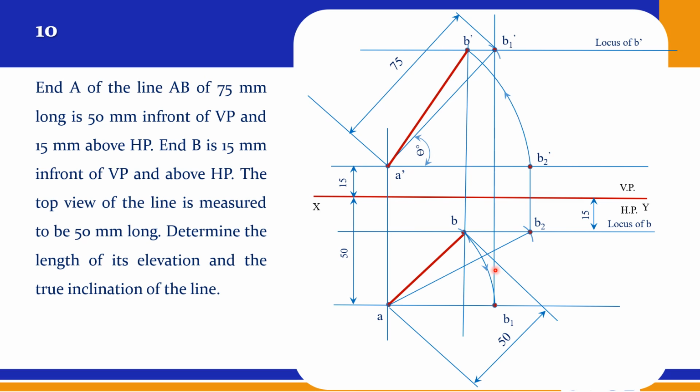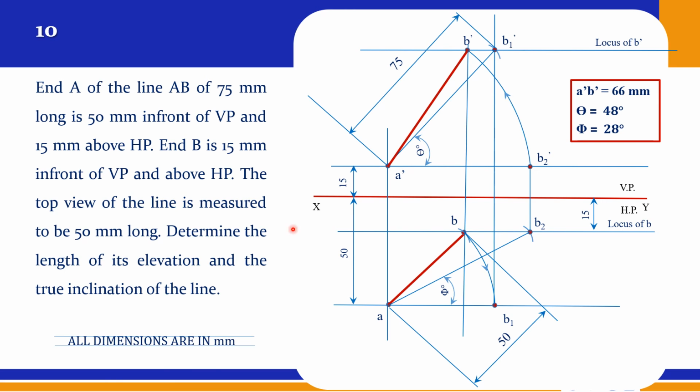Draw the thin line, and you can cross check this, and measure all the angles. So theta and phi, right? I am getting theta equal to 48 degree, phi equal to 28 degree. The elevation length is 66 mm. That is nothing but the front view. So this is the 10th problem. The similar kind of problem we will see one more problem.